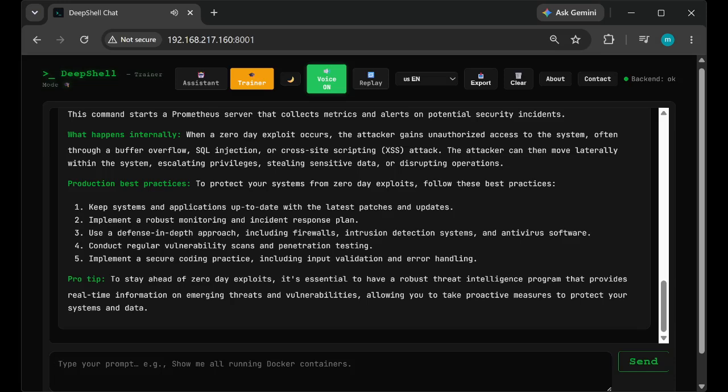Pro tip: to stay ahead of zero-day exploits, it's essential to have a robust threat intelligence program that provides real-time information on emerging threats and vulnerabilities, allowing you to take proactive measures to protect your systems and data.